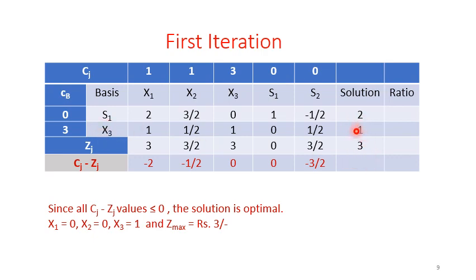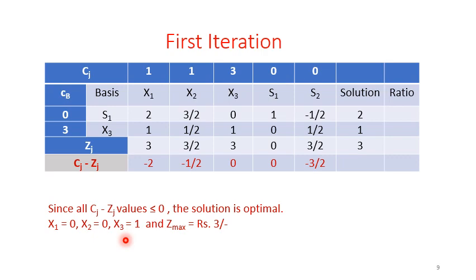This is the solution. This is the value of x3. The decision variable x3 will have a solution value of 1 here. So if I substitute this in the objective function x1 plus x2 plus 3x3, that was your original objective function, you get a z maximum value of 3. So this is the solution to this particular simplex problem.